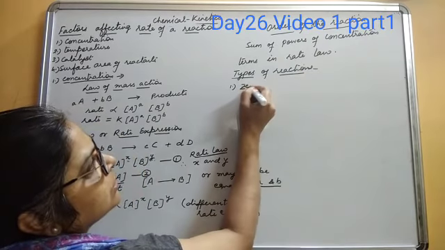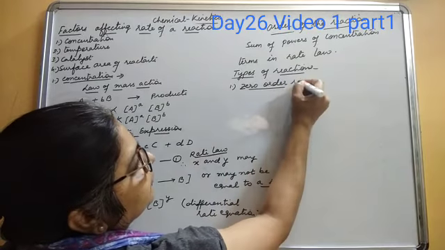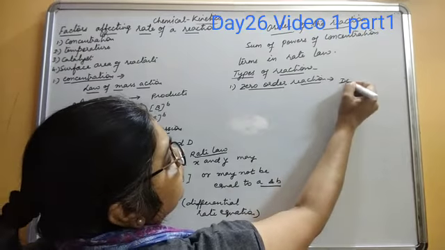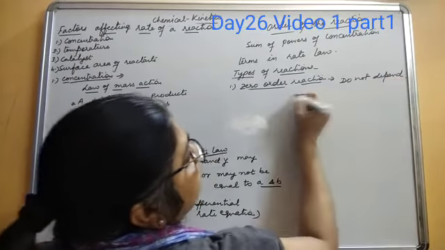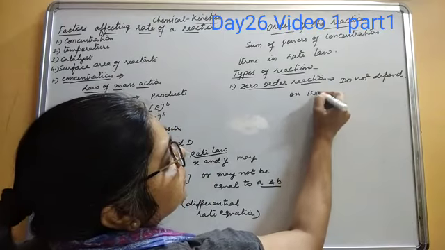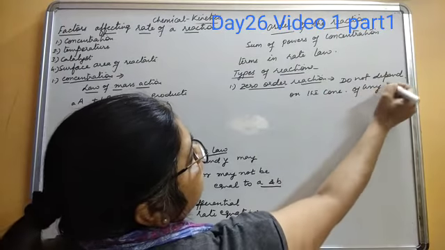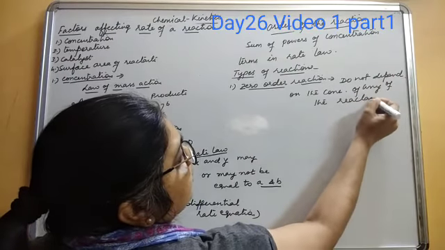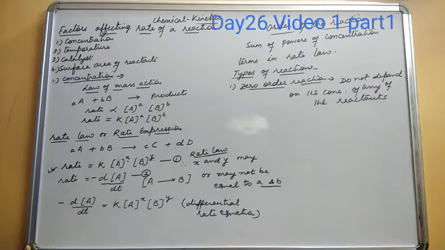First type is zero order reactions. These reactions do not depend on the concentration of any of the reactants. ये रिएक्शंस वो होती हैं जो किसी भी कॉन्सेंट्रेशन टर्म के ऊपर डिपेंड नहीं करती रिएक्टेंट्स की.